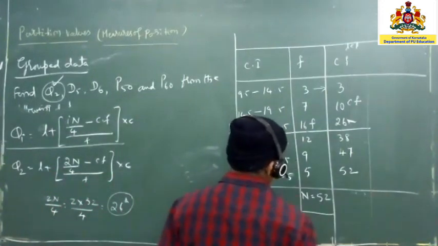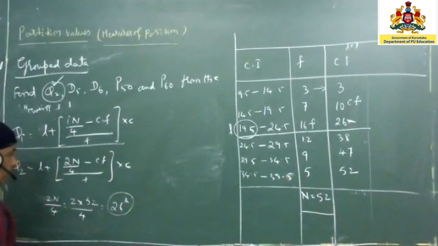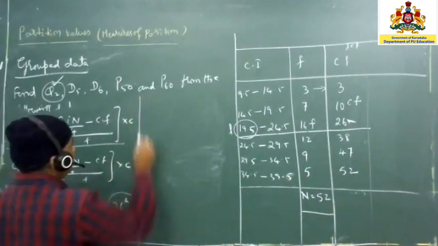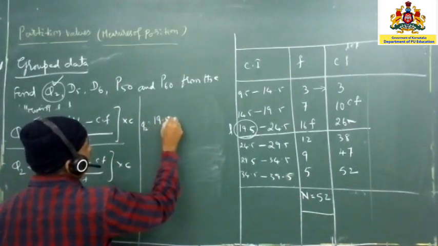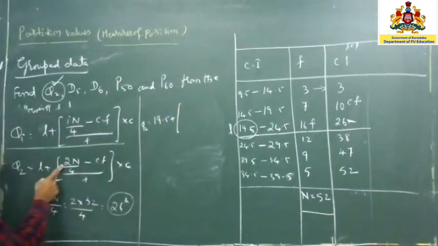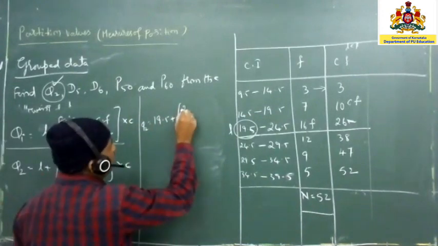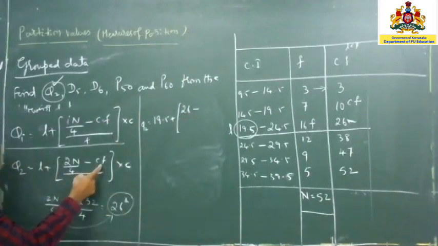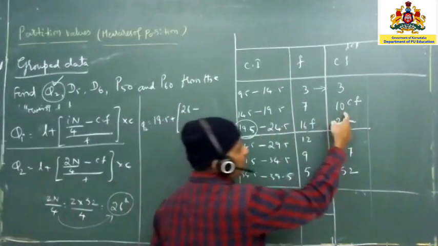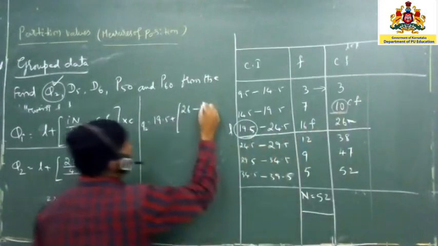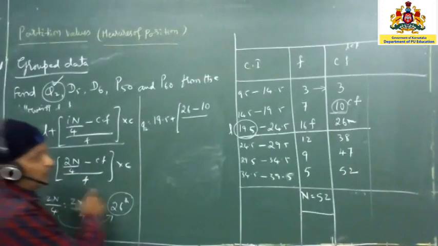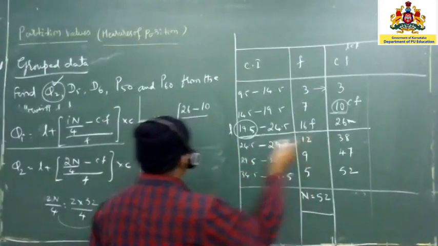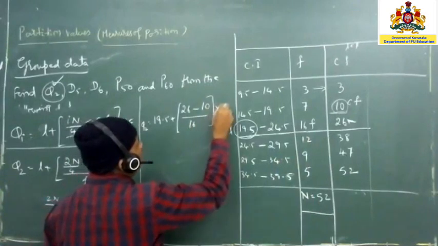Done. Now I am going to replace all those things here. I will show you. So Q2 is equal to L, and L is 19.5, plus 2n by 4. What is the value of 2n by 4? It is 26. So 26 minus CF. What is the CF value here? The CF value is 10. Write the 10, divided by F, small f. What is the F here in the same line? 16. And here C is 5.